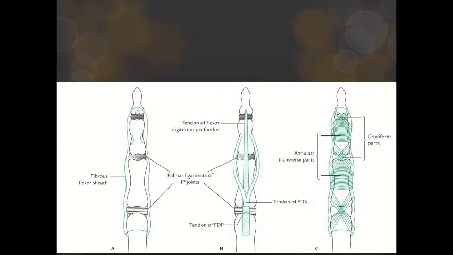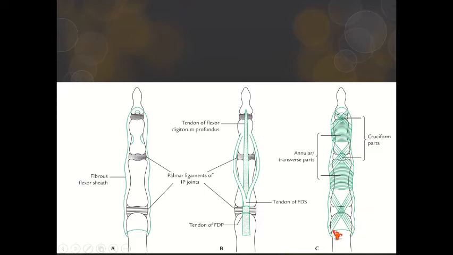So here you can see the palmar ligaments of interphalangeal joints. This is the tendon of flexor digitorum profundus, and here you can see the annular ligaments and the cruciform parts at the palmar aspect. These annular ligaments are present at the palmar aspect, and the cruciform parts are crossing the proximal and the middle phalanx, middle and the distal phalanx.